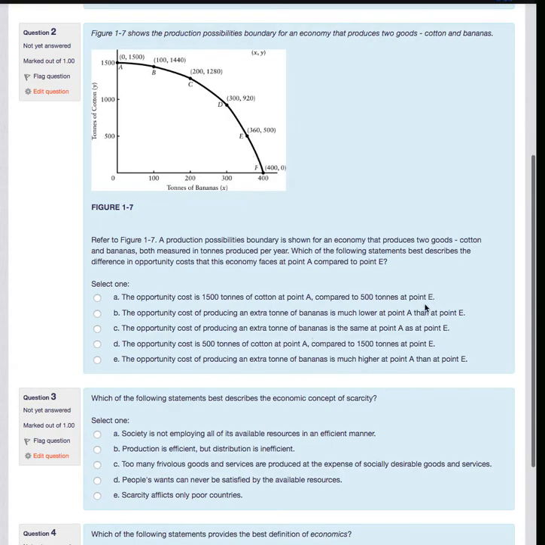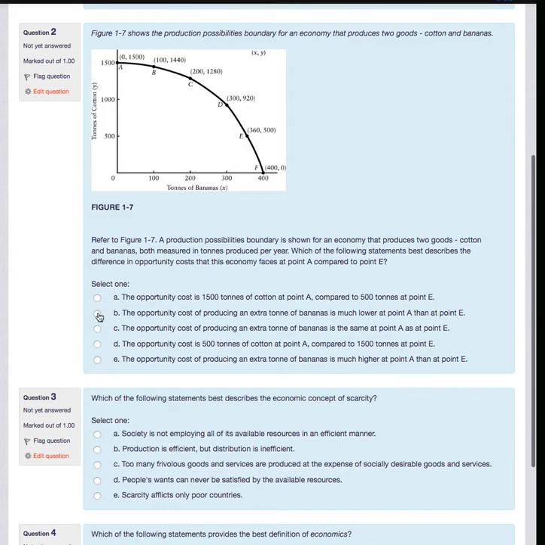Being the same is not true. We don't have the straight line PPF. Here, once again, 500 versus 1500, you'd have to calculate it, but that's not what it would be. And opportunity cost is a little bit better described when we actually do it. It needs to be in terms of how many units of bananas, and it's not very clear, so this is not the right answer either. The opportunity cost to produce an extra ton of bananas is much higher at point A than at point E. That's not true. It's actually much lower.